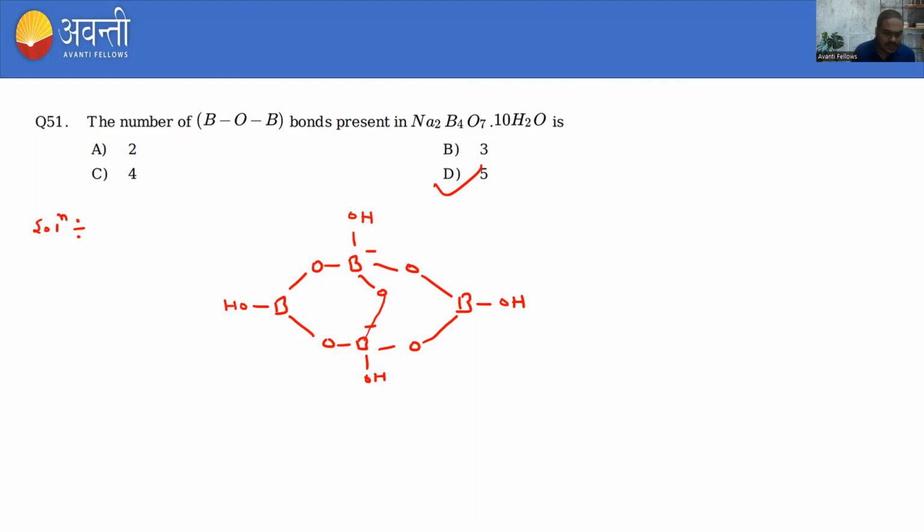Suppose they are asking the number of BOH bonds, right? Then what is your answer? We have one BOH bond here, one BOH bond here, two, one BOH bond here, three, and one BOH four. That is four. So BOH bonds are equal to four, and BOB bonds are equal to five. So in this question they're asking only the number of BOB bonds. So that's why the correct answer is D, right? So this is the correct one. I hope this is clear to everyone.